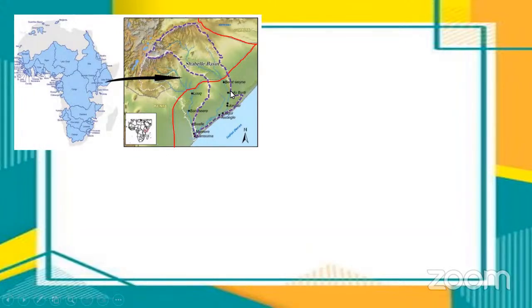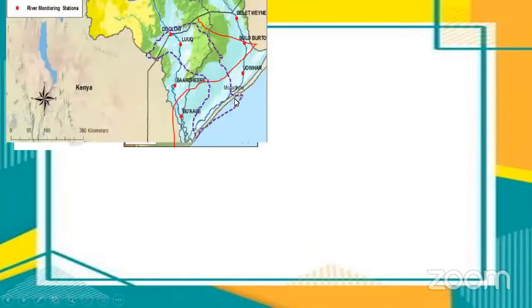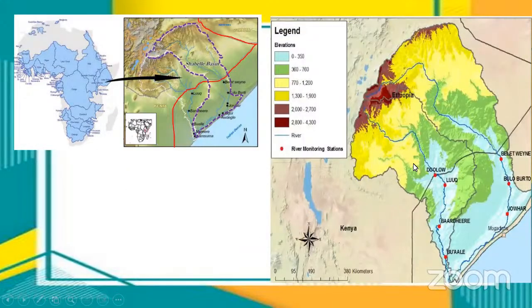So this is the boundary of the river, or the basin, that I'm going to deal with. This is the legend of the river. So we can see that the river starts in the mountainous regions and it ends by draining its water to the ocean. So it has an elevation of around 400,000 meters above the mean sea level.